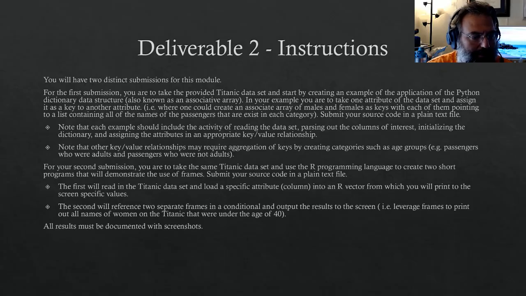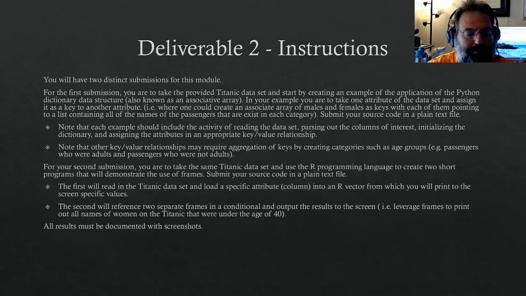And then the next step is to read the Titanic data set, load a specific attribute column into an R vector, which you will then print to the screen, print the specific values out on the screen. And then in the second, you reference two separate frames in a conditional output of the result on the screen, leveraging frames to print out, for example, all of the women on the Titanic that were under 40 or over 40, or two different attributes. So males in first class, or males over 20, or whatever.